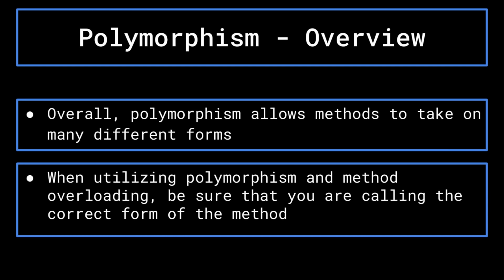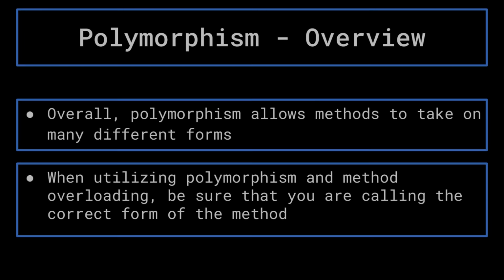And with the end of polymorphism, the final of the 4 main principles, comes the end of this video on an introduction to object-oriented programming.